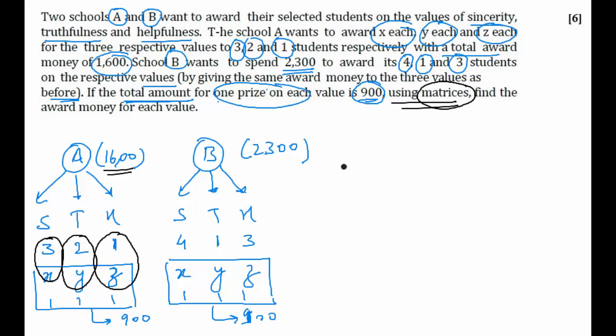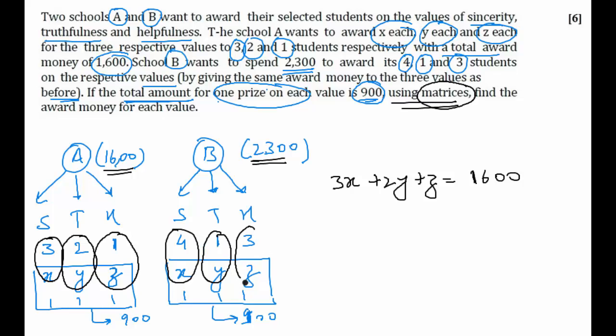Right? So that will give me this particular equation: 3x plus 2y plus z should be equal to how much? This should be equal to 1600. Right? Now let us come to the second part. In the second part, school B wants to spend 2300, but in what way are they spending? 4 prizes are given of amount X, 1 prize is given of amount Y, and 3 prizes are given of amount Z. So that should total up to 2300. That gives me the equation 4x plus y plus 3z equals 2300.